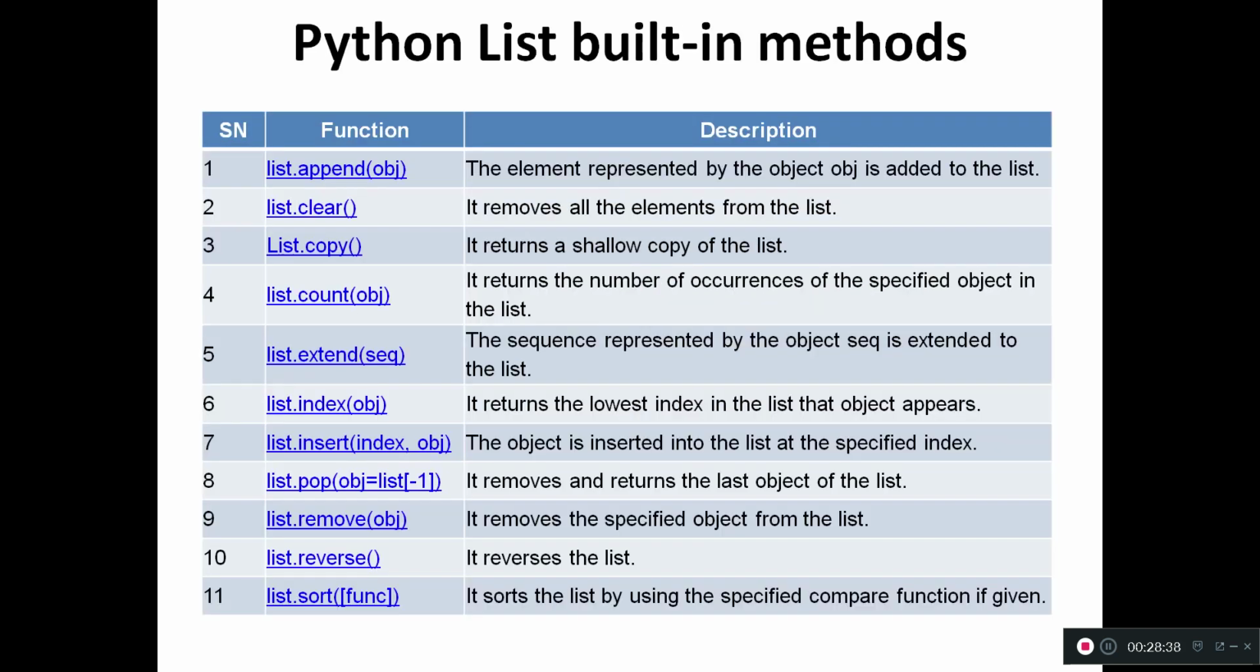These are the built-in methods in Python that you can use: list.append, clear, copy, count, extend, index, insert, pop. Pop removes and returns the last object of the list. We have already used it. And remove, we have used it. Reverse, sort, copy, clear, we have already used these. So these are the functions. If you go through the functions, you'll understand in a nice way.